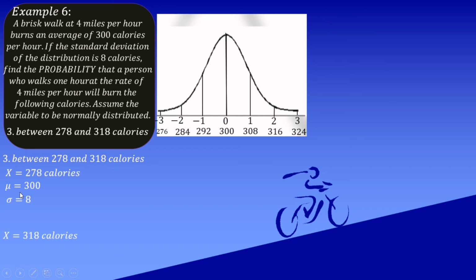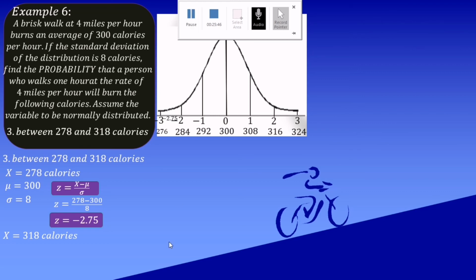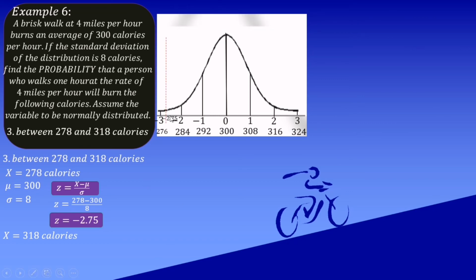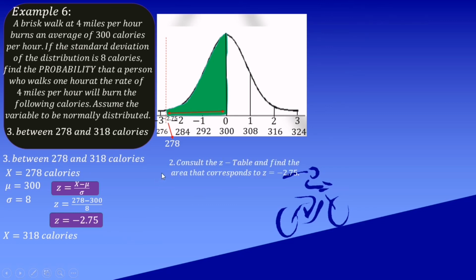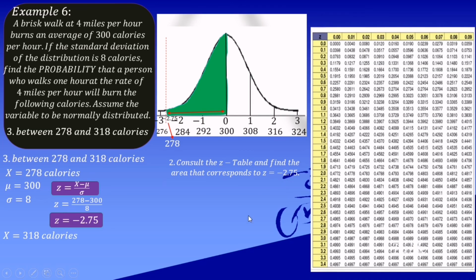So given natin for x, 278 calories. Then to find the value for z, negative 2.75, which corresponds to 278. So dyan makita natin to locate the negative 2.75, that corresponds with 278. Yan ang ating shaded region from 0 to negative 2.75. So to consult the z table para makita natin what is the area for this shaded region. So 2.7 yung first two digits natin, yung row entry.